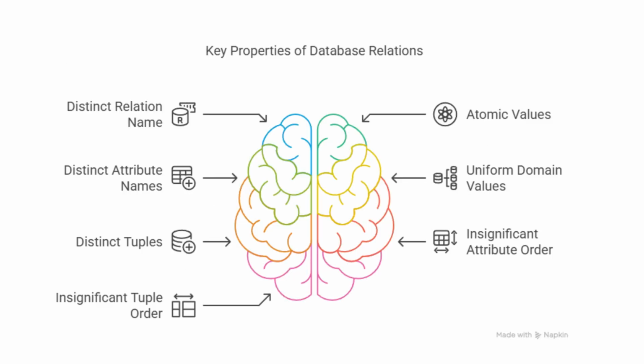Now we're going to talk about properties of relations. Key properties of database relations include: each relation has a name that is distinct from all other relation names in the relational schema. Each cell of the relation contains exactly one atomic, single, value. Each attribute has a distinct name. All values in a column, attribute, are from the same domain.